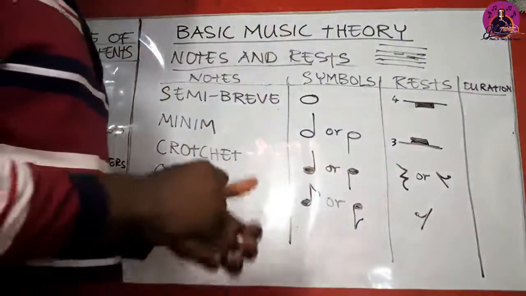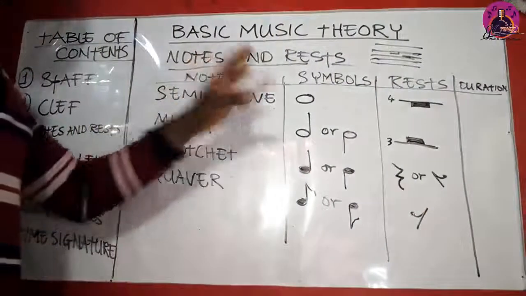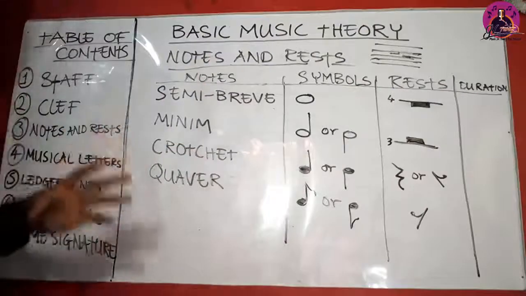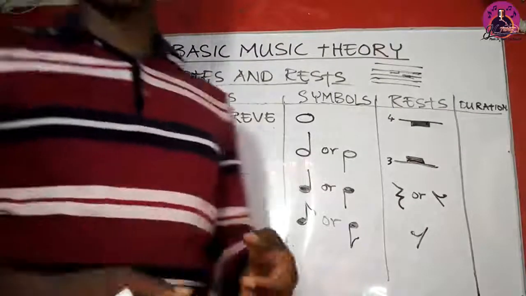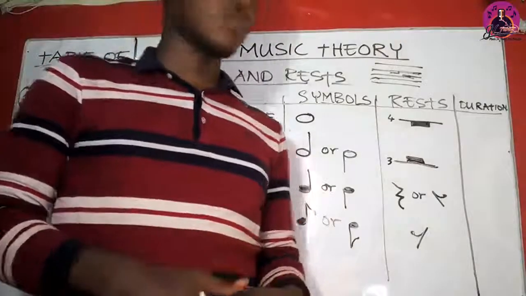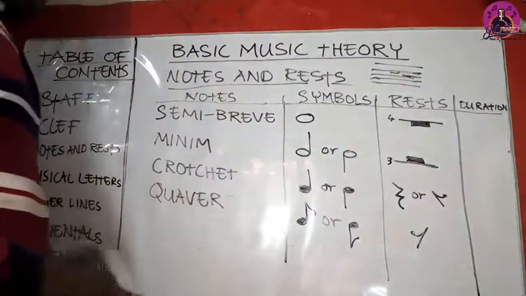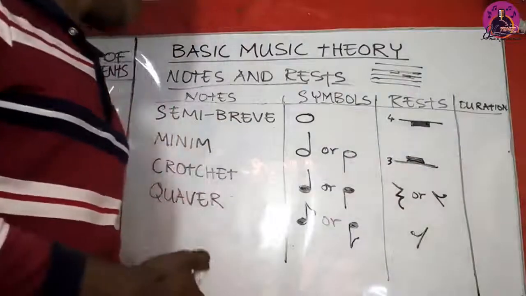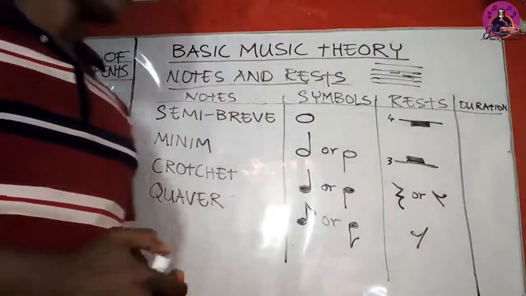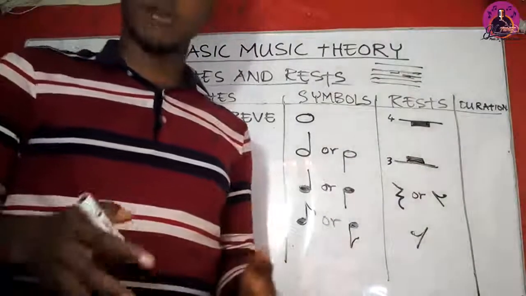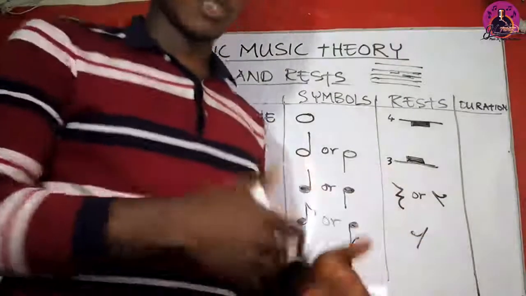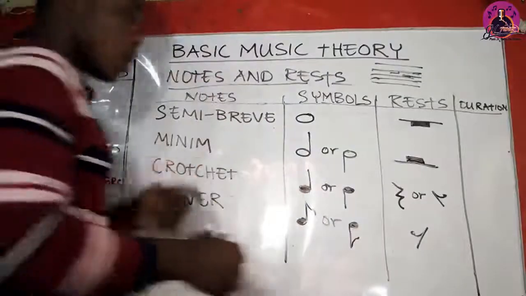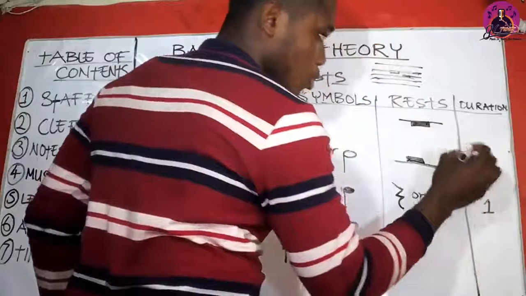Now for the duration, each of these notes and rests has a particular duration in music, and that duration is dependent on what we call the time signature. We're going to learn the time signature later in this class. For now, we're going to make use of the time signature called common time, that is 4/4 time signature. You'll understand better when we get to the topic of time signature.